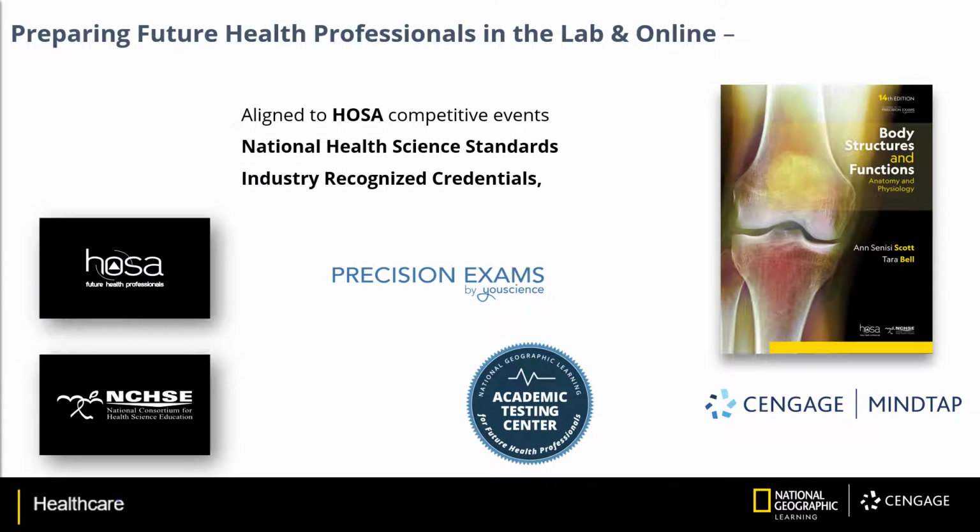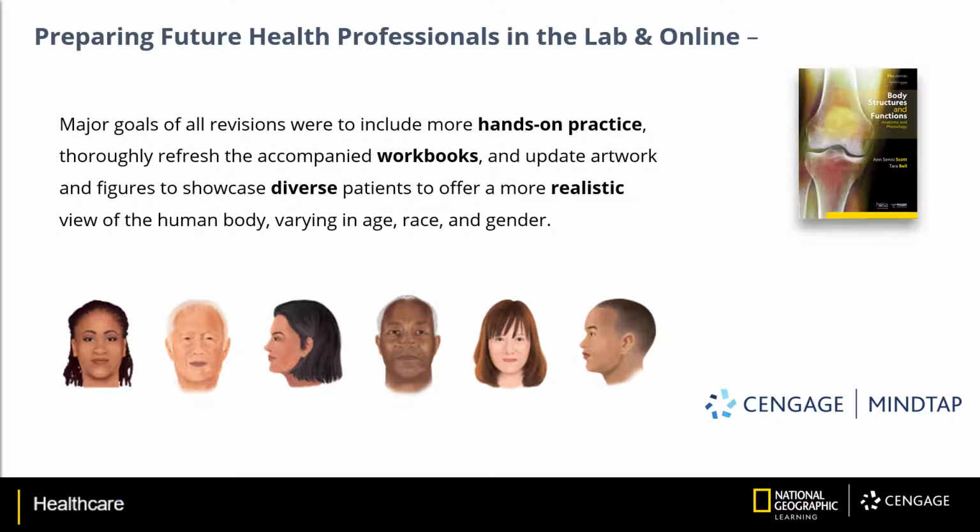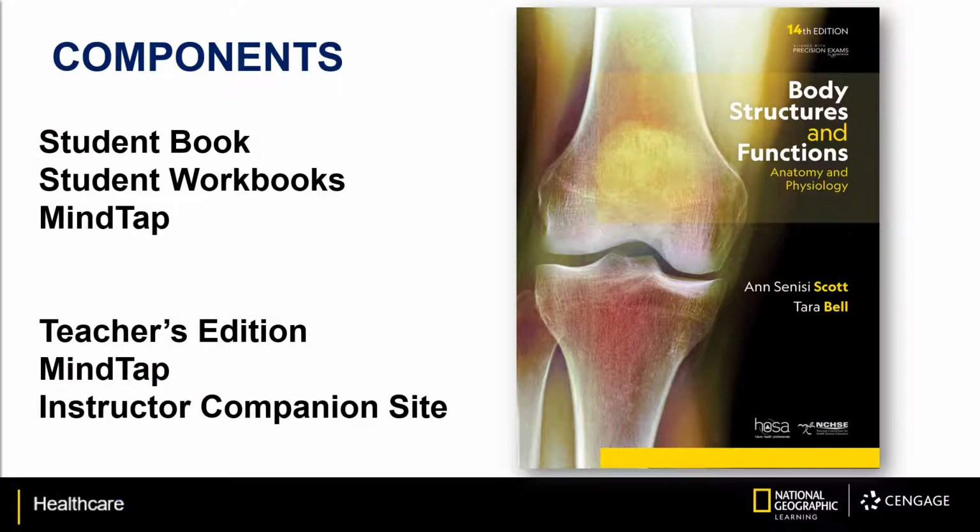Cengage's comprehensive materials will not only give your program excellent coverage of skills needed for understanding of anatomy and physiology, but it is also aligned to healthcare standards, exams, and competitions. Our program has been updated to include recent medical innovations, procedures and issues, increased opportunities for hands-on practice, and new photographs, drawings, and figures to showcase diverse patients, which offers a more realistic view of the human body, varying in age, race, and gender. Our components include the student book, student workbooks, and our digital platform, MindTap.